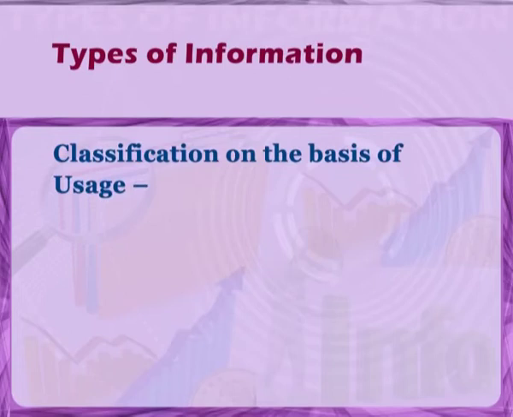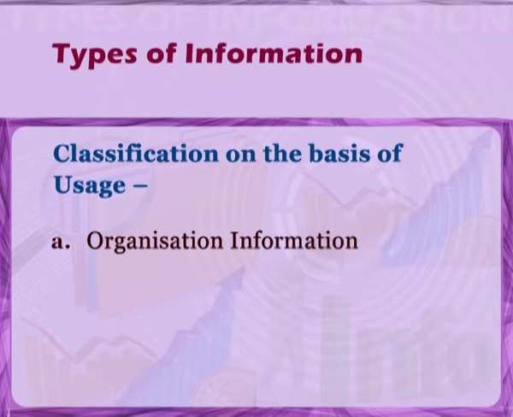3rd, knowledge information. A collection of information through the library records and the research studies to build up a knowledge base is known as knowledge information. Information can also be classified on the basis of usage. First, organization information. When the information is used by everybody in the organization, it is called organization information. For instance, employee and payroll information is used by a number of people in an organization for various purposes.